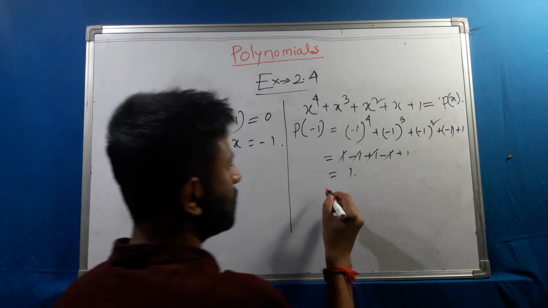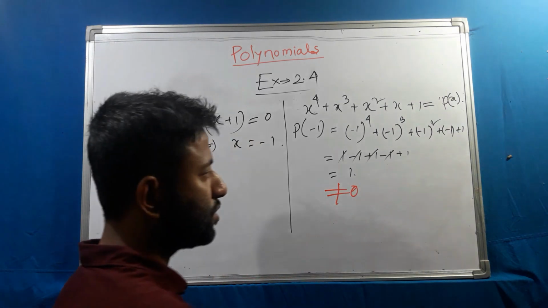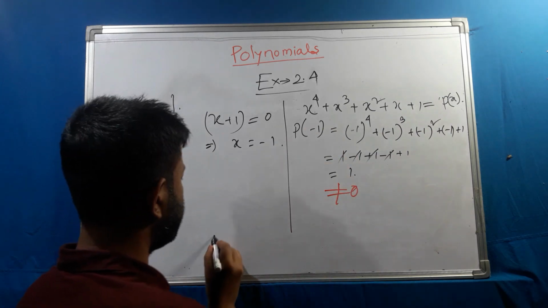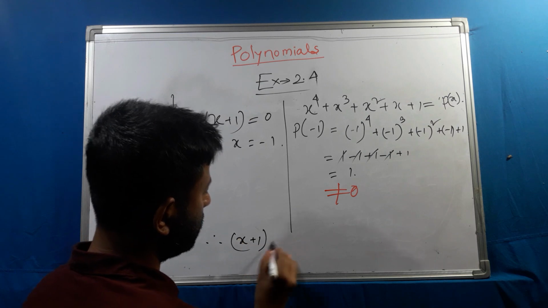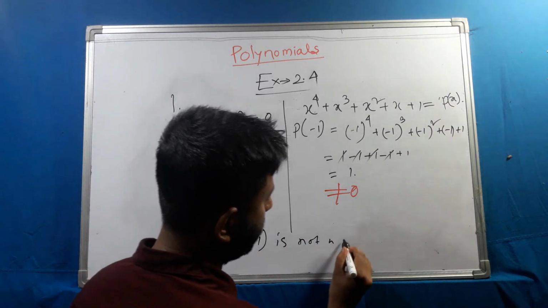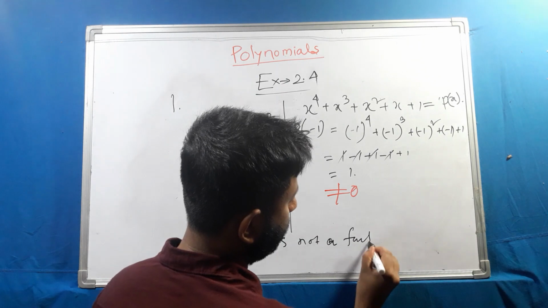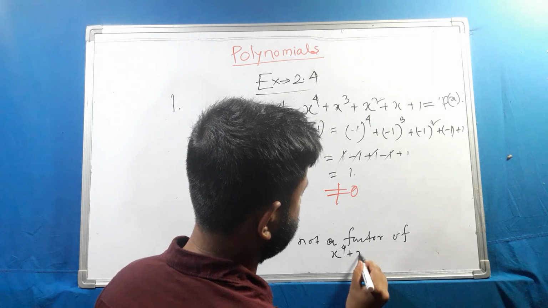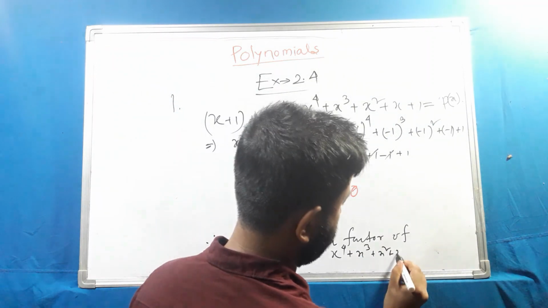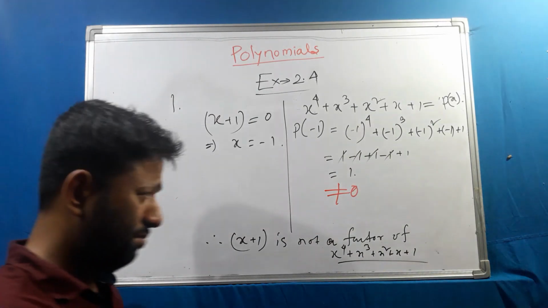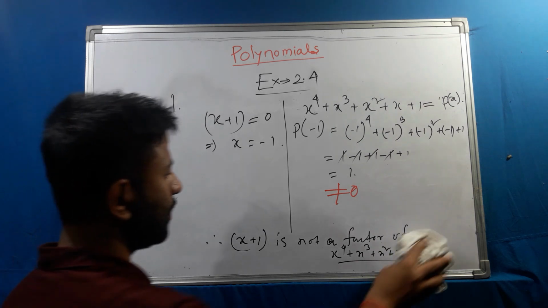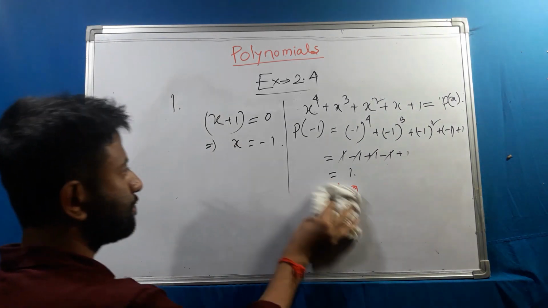Since it's not equal to 0, this term is not equal to 0. When this term is not equal to 0, I can say x plus 1 is not a factor of x to the power 4 plus x cube plus x square plus x plus 1. So it is not its factor. Let's check another one.